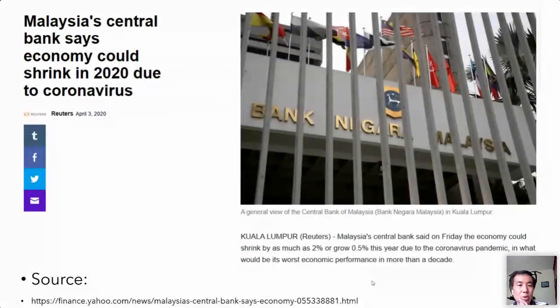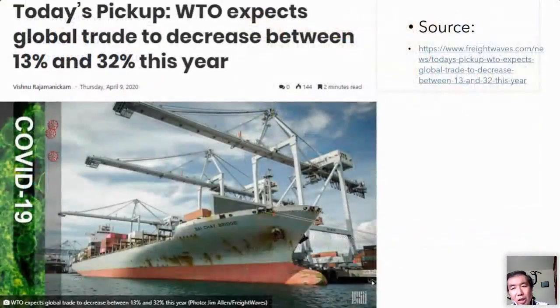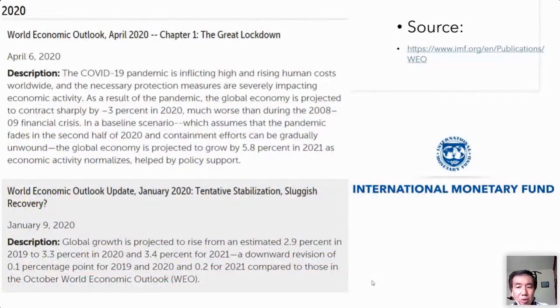Even if you see news like this, economy could shrink. Bank Negara had earlier forecast that we shrink about 2%. They also have a range: negative 2%, or grow very little, only 0.5%. So these are the forecasts, and of course you go on the worst case. The World Trade Organization expects global trade to decrease between 13% and 32%. So the range is really big, and of course it also depends on what industry and what business you're in. And the International Monetary Fund also predicts that the global economy should contract by about 3% in 2020.